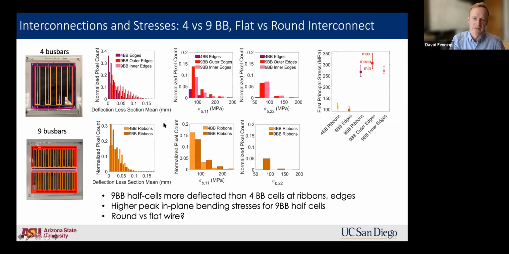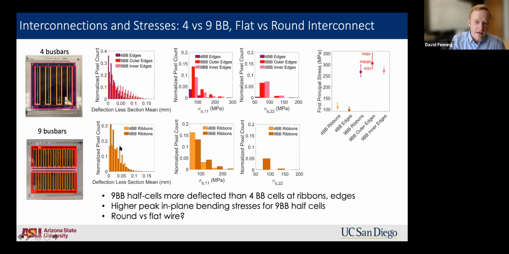To look more closely, we can look at the distribution of stresses in the neighborhood of the edges and in the neighborhood of the bus bars themselves and the ribbons. So in general, the 9 bus bar cell ends up having higher deflections, particularly at its edges.